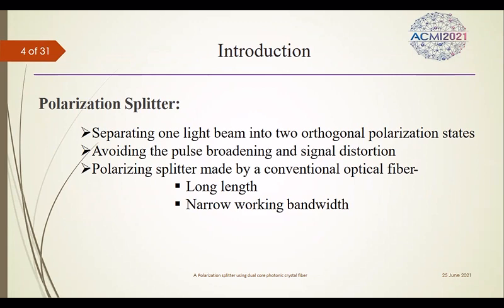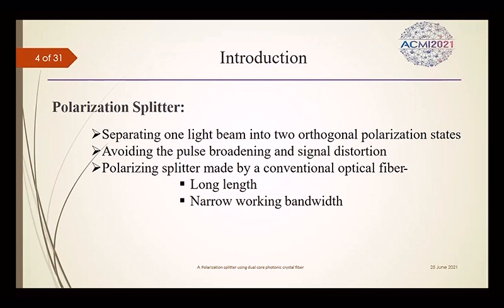Now we need to know what is a polarization splitter. A polarization splitter can separate one light beam into two orthogonal polarization states. It can avoid pulse broadening and signal distortion. By using a conventional optical fiber, we get a splitter which has long length and narrow working bandwidth. But our focus is to get short length and wide working bandwidth. For this, we use photonic crystal fiber in the polarization splitter.